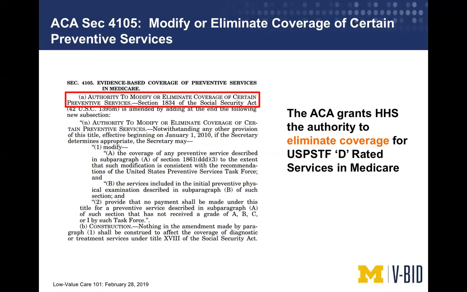So I'll leave you with this. I hope some of you at least know of Section 2713, which is the part of the ACA that requires us to cover high-value preventive services at no cost to our patients. In our work in the ACA around clinical nuance and value-based insurance design, there is another section that I believe none of you have ever heard of, which is Section 4105, which clearly states that the Affordable Care Act grants the Secretary of Health and Human Services the authority to eliminate coverage for U.S. preventive services, D-rated services in the Medicare population.